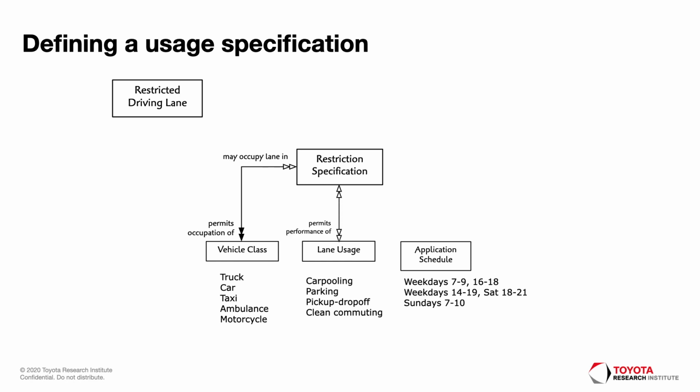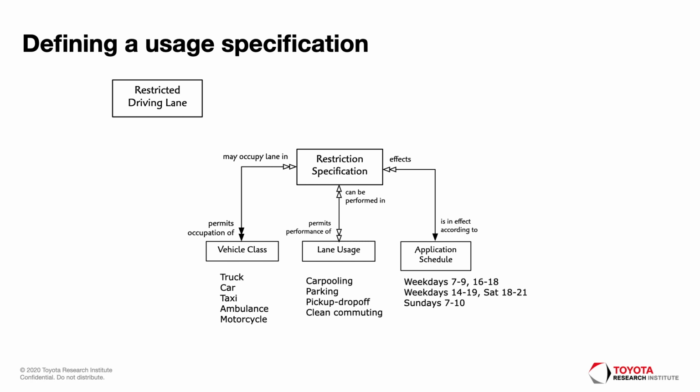Similarly, we can say that there may be any number of lane usages permitted. Now, we presume that the activity of traveling is always allowed, since otherwise, again, we would not have a driving lane. So we have hollow arrows on the lane usage side also. Finally, we need a single application schedule. We only need one, since the schedule itself will describe multiple time periods. And there must be one, even if it specifies full coverage of 7 days a week, 24 hours a day.